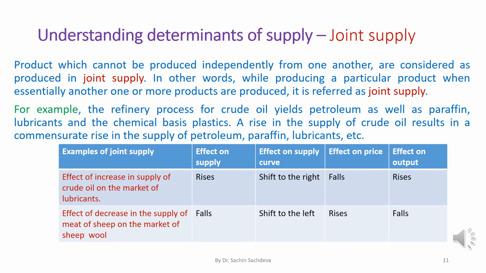There is another example. If the supply of the meat of sheep will increase in the market, that means the supply of sheep wool is also going to increase simultaneously. Therefore, if the question is to analyze the effect of a decrease in the supply of sheep meat on the market of sheep wool, what will happen if the supply of sheep meat reduces, the supply of sheep wool may also fall. Supply curve may shift to left, price may rise, and output may fall. So that is joint supply.